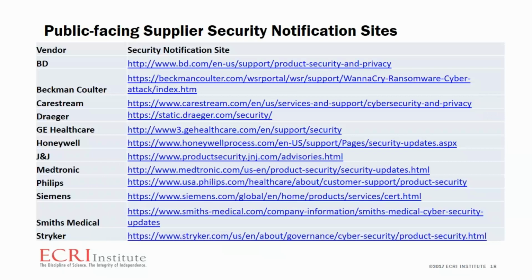For those facilities who are not members of the alerts tracker and don't get the centralized source of these vetted alerts, here's a list of some of the public-facing supplier security notification websites that we're currently monitoring, which can hopefully be helpful as you tackle this increase in security alerts.